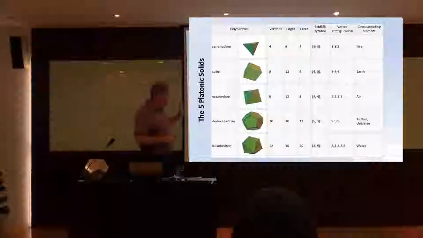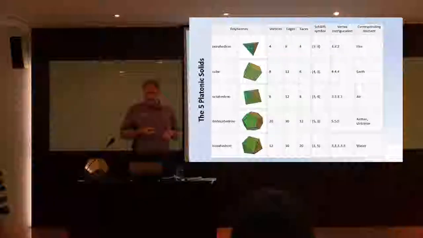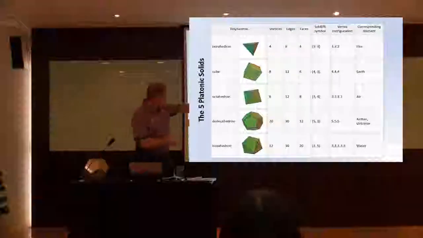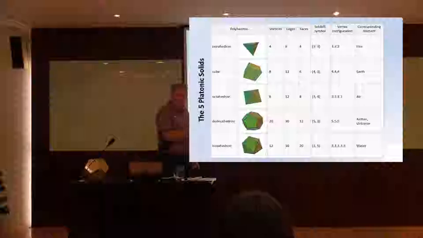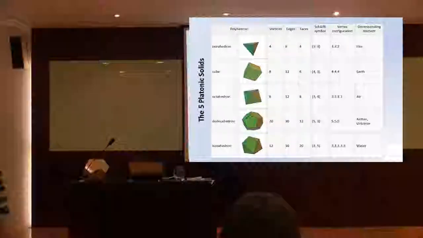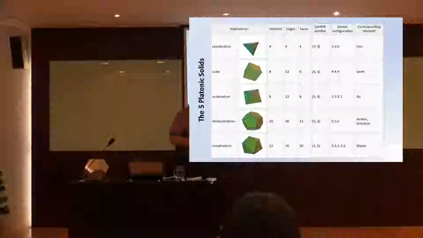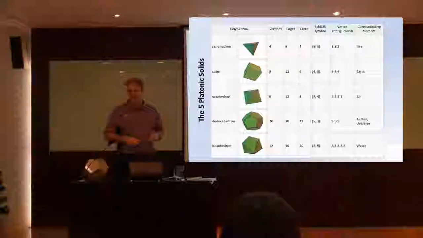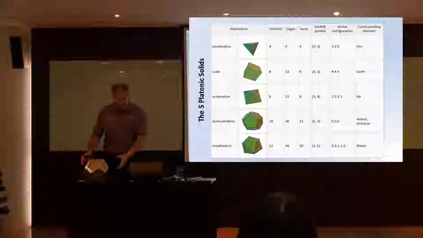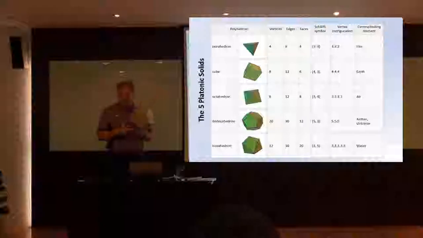So in order to make such a toy, where each side moves independently, and this side could be on that side or over here, you have to have a platonic solid type shape. So I figured that, hey, why not make a dodecahedron?